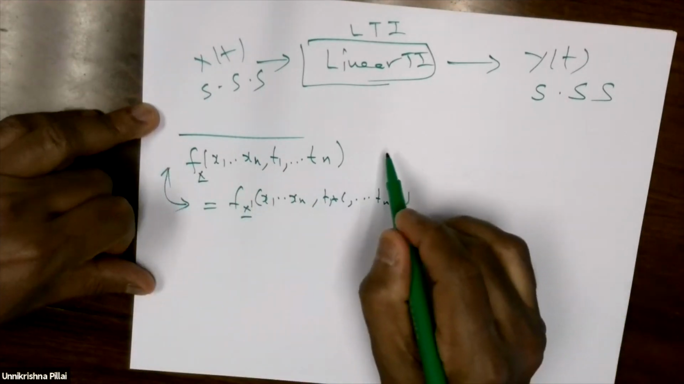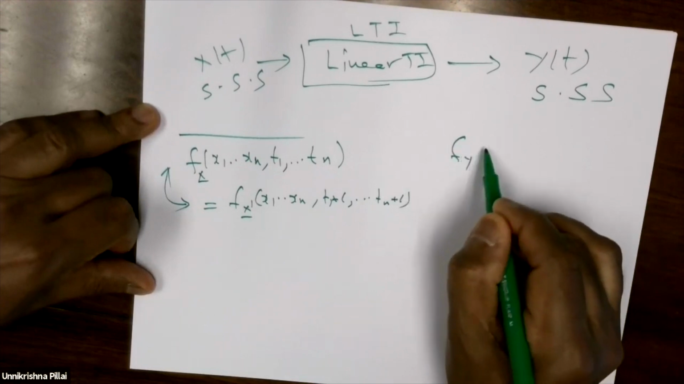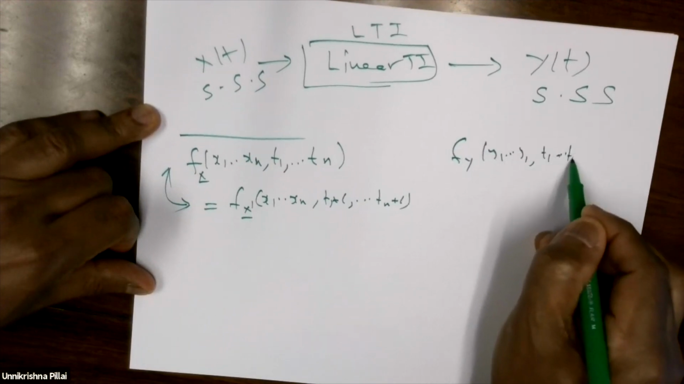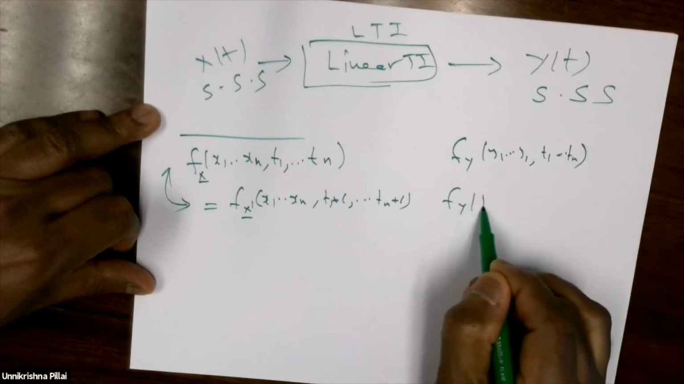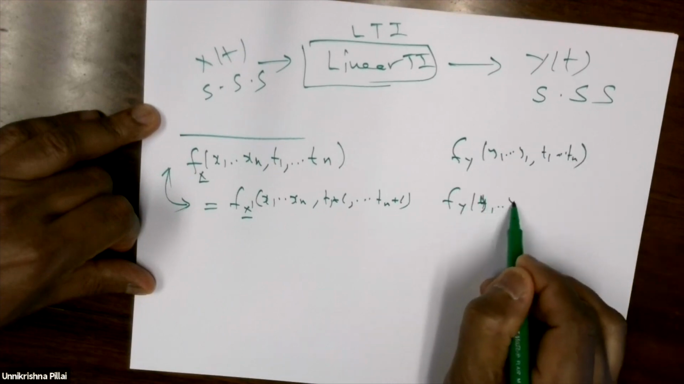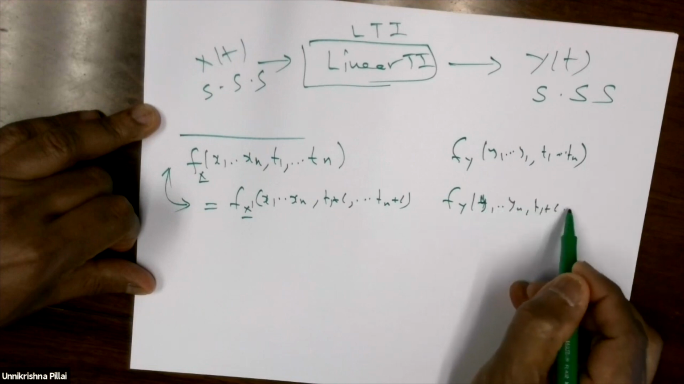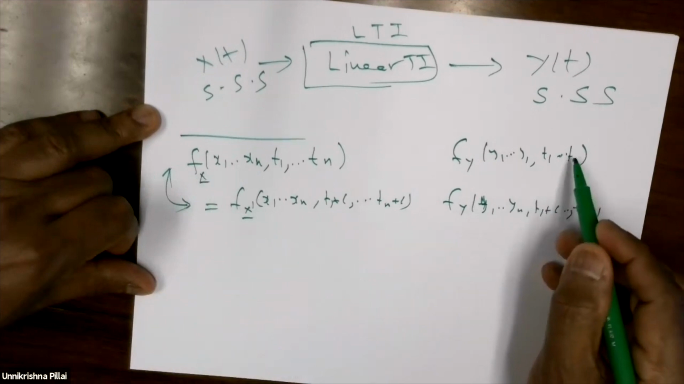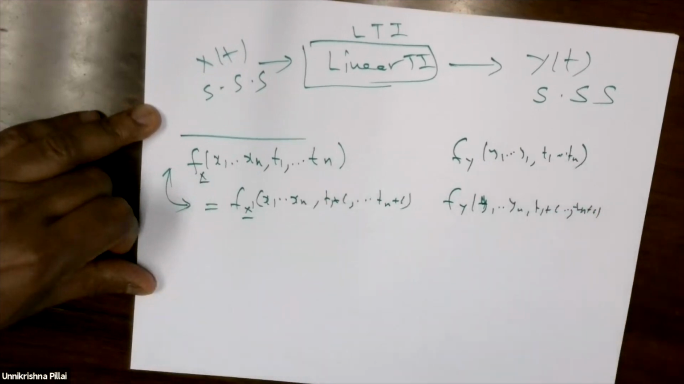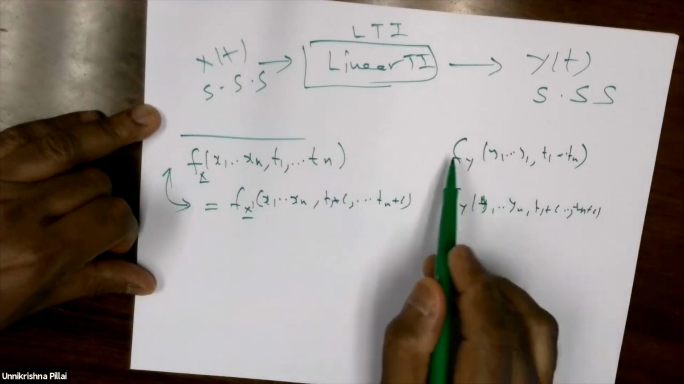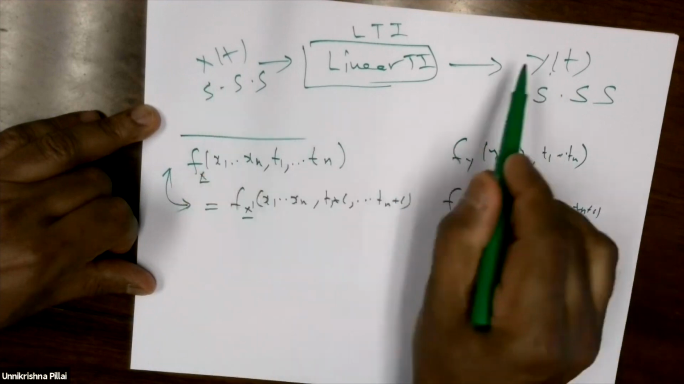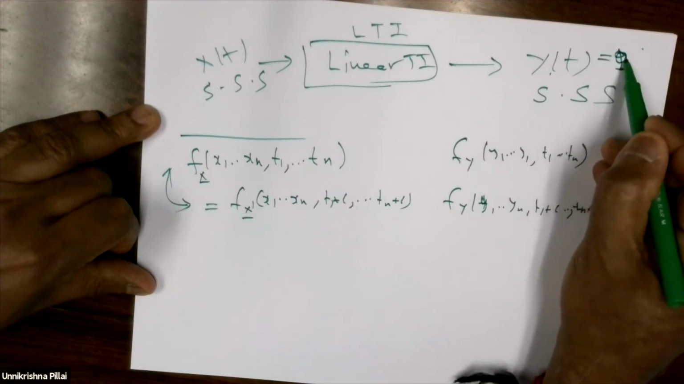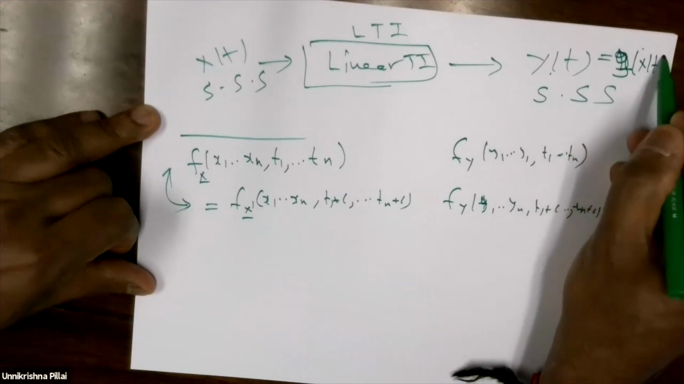So you want to prove the output is also stationary. You want to find the joint density function at time instances t1 to tn, and the joint density function at time instances t1 plus c, t2 plus c, etc., tn plus c, and make use of this relation. So remember, go back to that one variable: y is L of x of t, call it g of x of t.